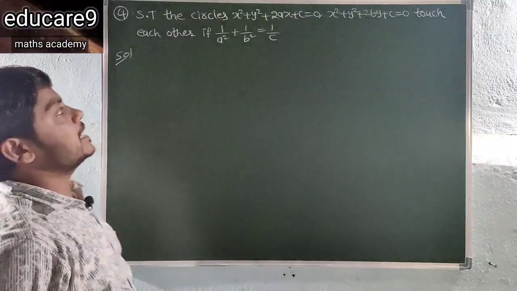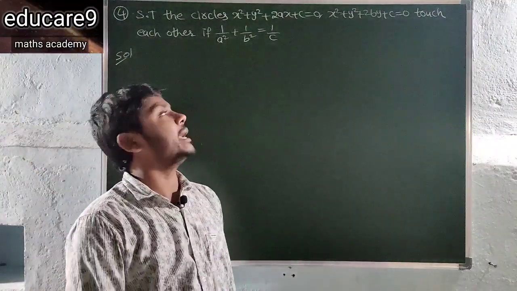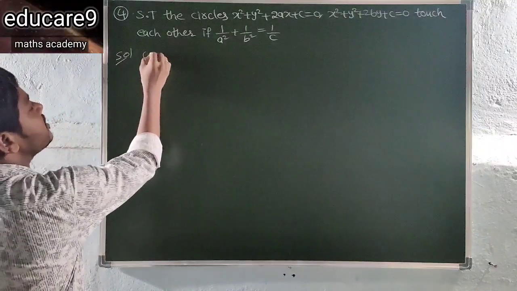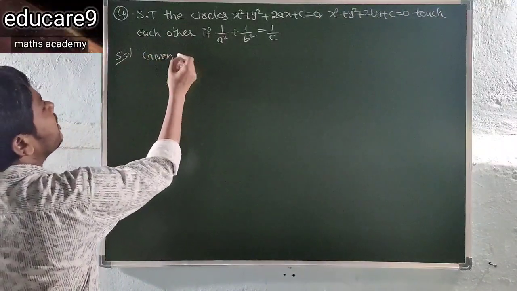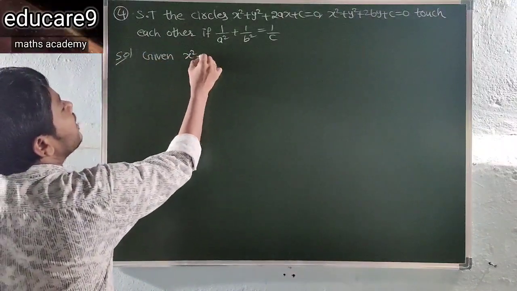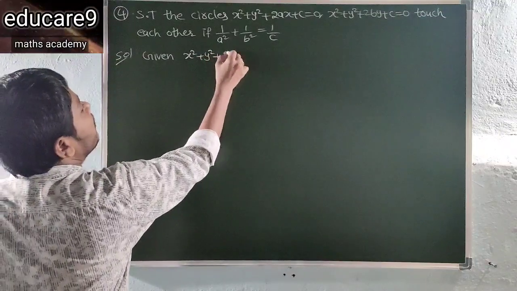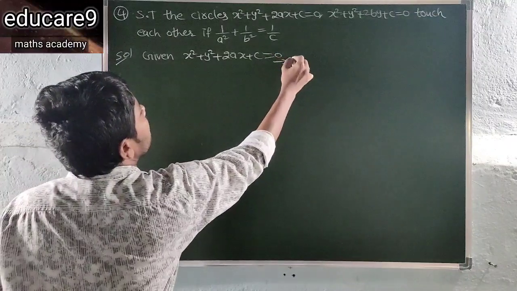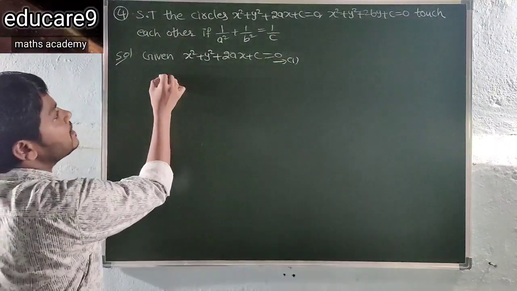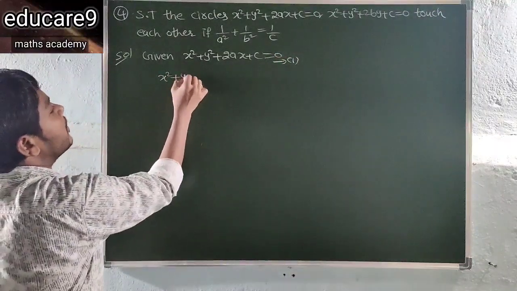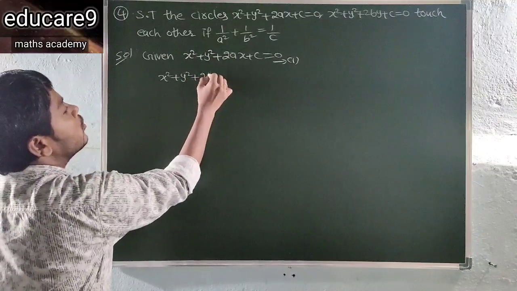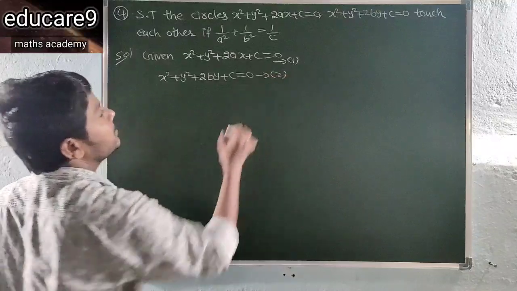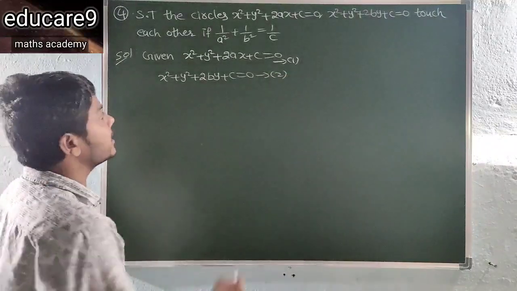Show that the circles touch each other if 1 by a square plus 1 by b square equals 1 by c. So see here, the given circles. So what are the given circles? x square plus y square plus 2ax plus c equals 0. This is equation 1. And second circle, x square plus y square plus 2by plus c equals 0. This is equation 2.